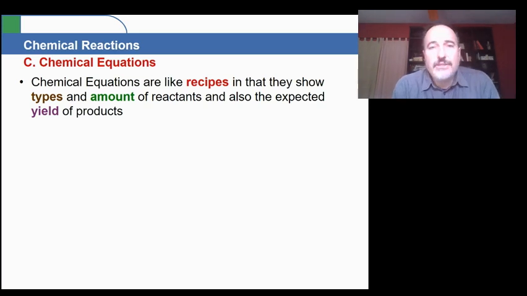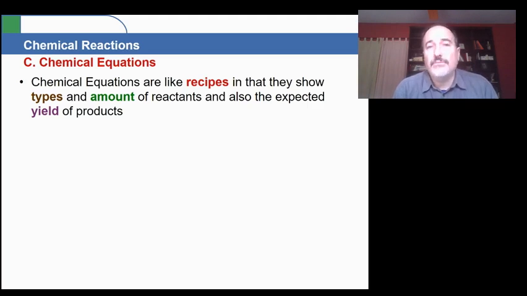If you've ever made chocolate chip cookies from scratch and you're looking at a recipe, it tells you, first of all, what the reactants are. You've got your flour and sugar and egg and salt and all that good stuff. And it tells you the amounts: how much flour, how many eggs, and so forth. And also it tells you the expected yield.